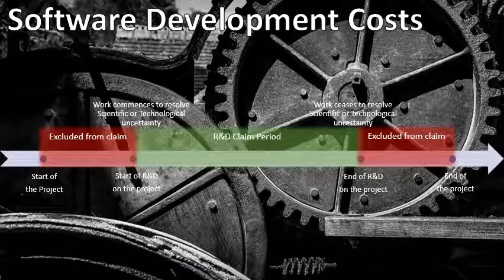The start of a software development project may involve a business analyst identifying the requirements for the technology. This would be seen as identifying a business problem, rather than working to resolve uncertainty, and it would typically be excluded from the claim. As soon as someone works to design the solution, and thus commences work to overcome technological uncertainty, then the R&D claim period would start.